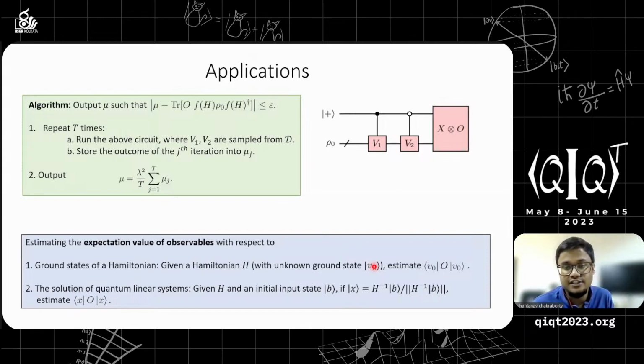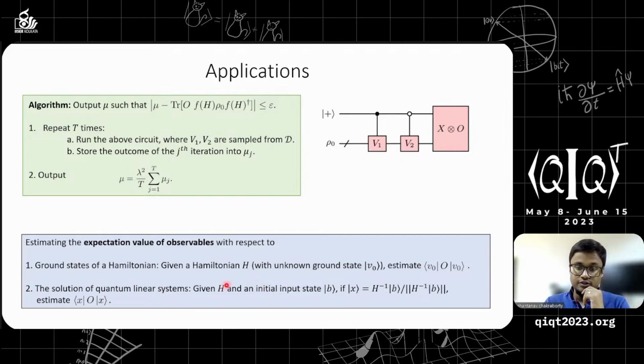So we apply this algorithm to 2 problems. As I mentioned, LCU is widely used and widely applied. In this work, we applied it to 2 problems of very general interest. One is the problem of ground state property estimation. So for example, suppose you're given some Hamiltonian with some unknown ground state V0. You want to estimate the expectation value of some observable with respect to the ground state. So that's one application.